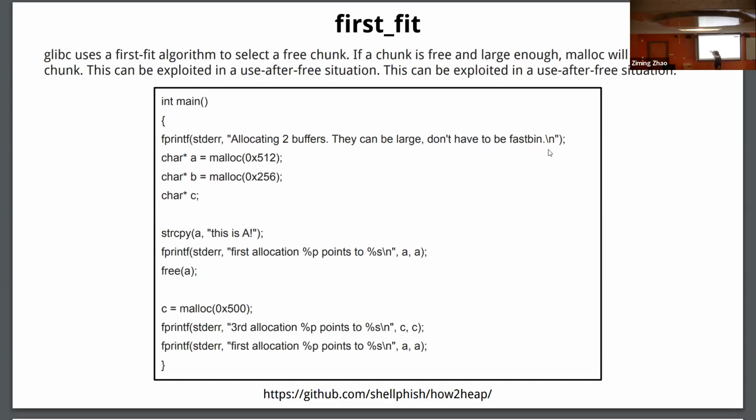So A still has the value of that memory location, because we didn't modify A. Then C will have the same location. So A and C right now point to the same location. If you print out the third allocation, you will print out this is A. If you print out A again, it will also print out this is A.